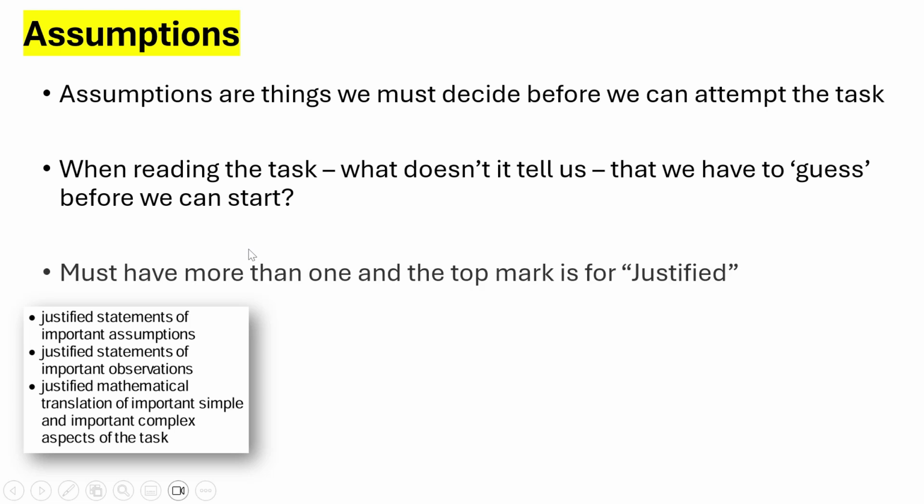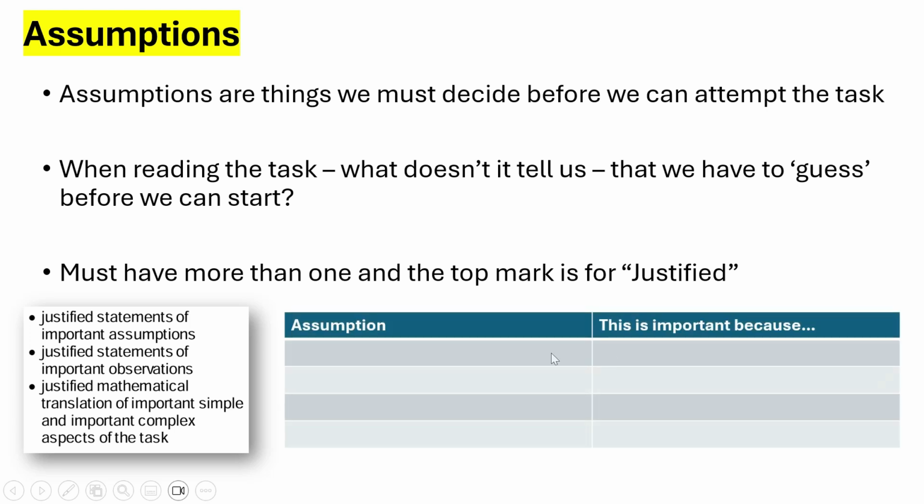Now, like observations, it's plural, right? Justified statements of important assumptions. So you need more than one. And for the top mark, you have to justify it. You have to explain why. Why is that important? I'm suggesting you use a table again. Put the assumption on this side, and this is important because.